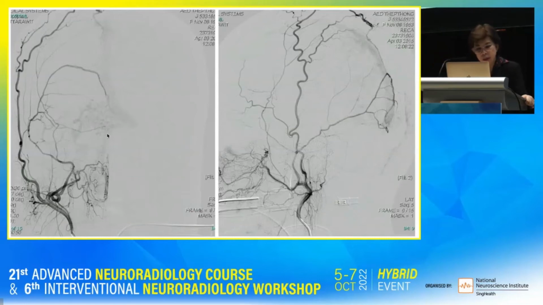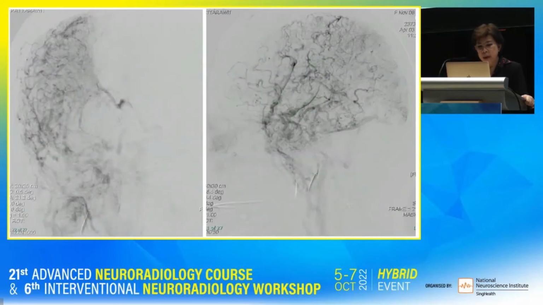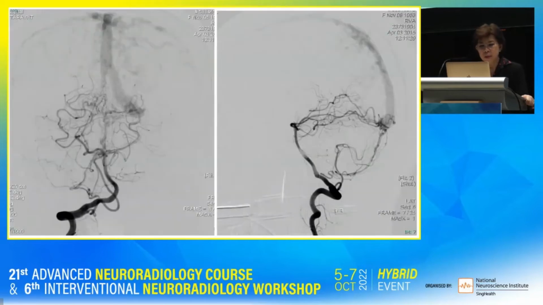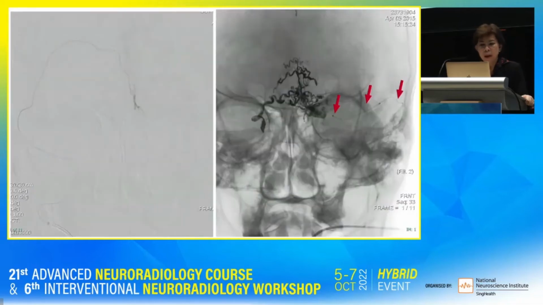Okay, this is the right MMA, significant congestion also, and here, right, similar pattern, and then you can predict all the arterial supply. So the first time we go with the right MMA. Actually, it is the same setting. You can see that the Onyx cast didn't pass into the venous space that we expect.